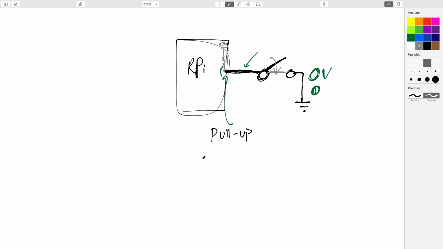There's also something called a pull down as well, which is the opposite, where the switch will default to 0 and then you can connect it to 1 through a push action. But we won't be doing that in this class. You can if you need to, but we're not going to make a big deal out of it.